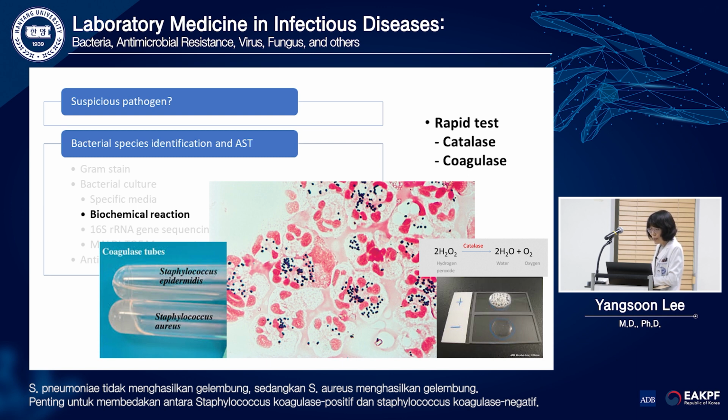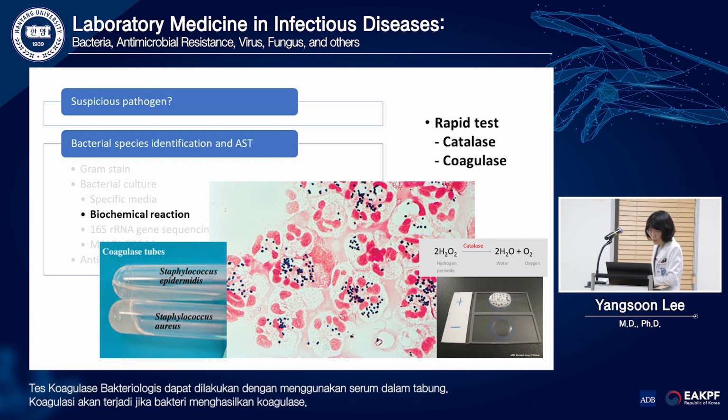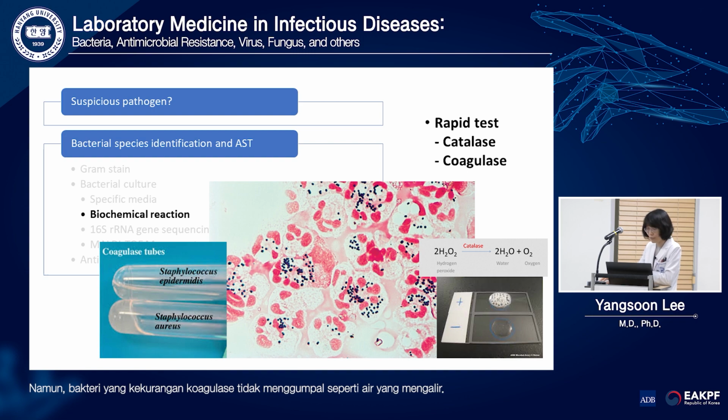Differentiating coagulase-positive staphylococci from coagulase-negative staphylococci is important. The bacterial coagulase test can be performed using serum in tubes. Coagulation occurs as follows if bacteria produce coagulase. However, bacteria lacking coagulase do not coagulate or flow.